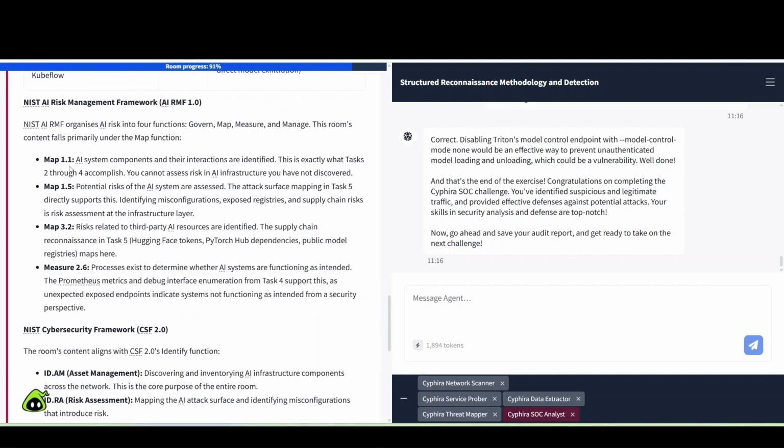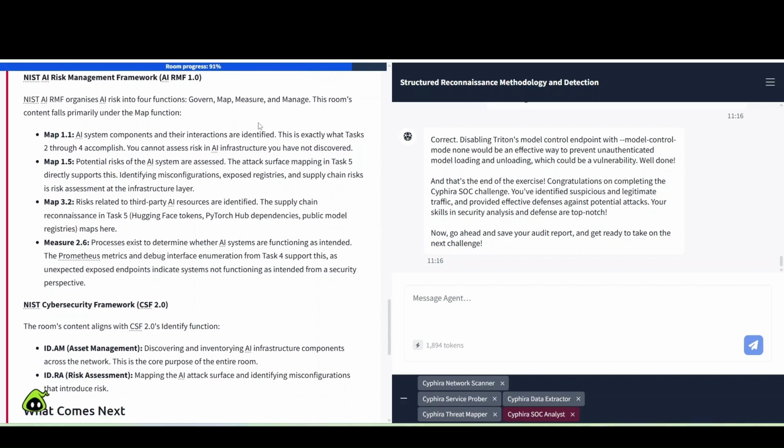So we have MAP 1.1, AI system components and their interactions are identified. This is exactly what tasks 2 through 4 accomplish. You cannot assess risk in AI infrastructure you have not discovered, right? That's very important there. You know what I'm saying? Like, how can you defend against something if you don't know that it exists? It's kind of difficult, right?